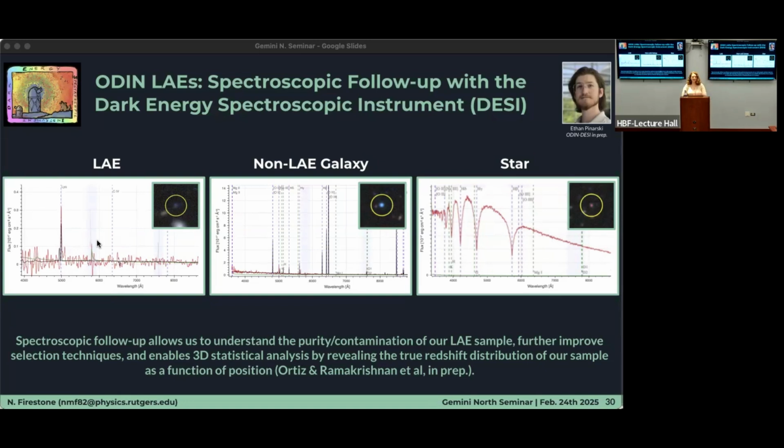And this process is not only important for understanding the purity and contamination of our LAE sample and improving our selection techniques, but it also enables these 3D statistical analyses that allow us to make sure we're properly identifying protoclusters, and we can do lots of other really interesting studies with LAEs as a function of 3D spatial position. And a lot of that is being carried out right now by Ashley Ortiz, who's an undergrad at Purdue University, and Vandana Ramakrishnan, who's a grad student at Purdue. So lots of exciting science happening with ODIN.